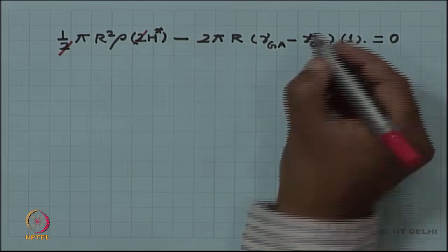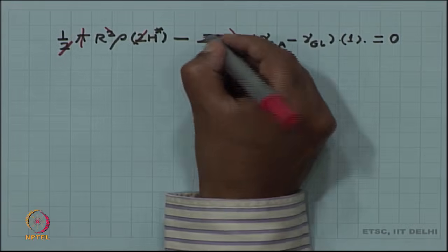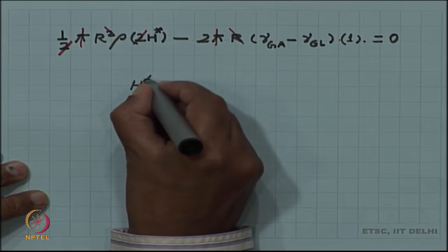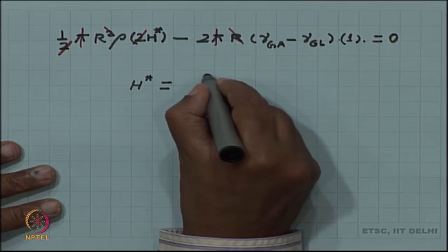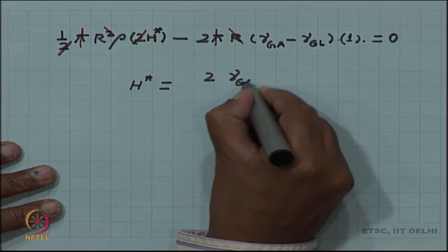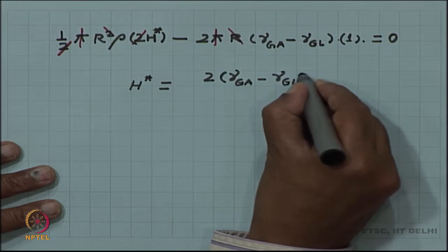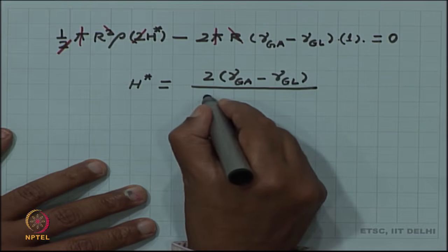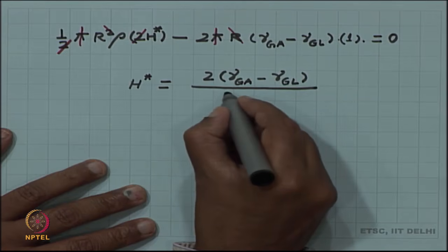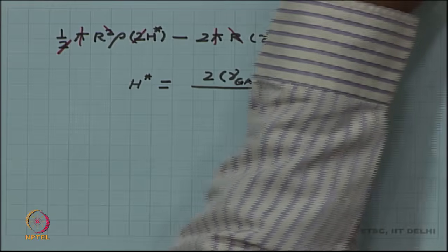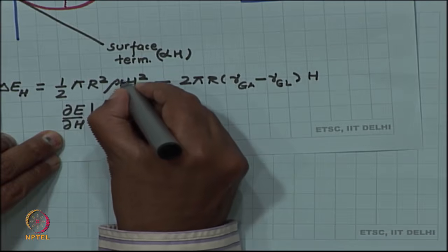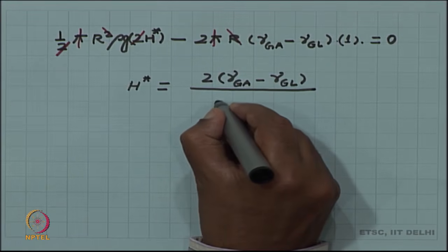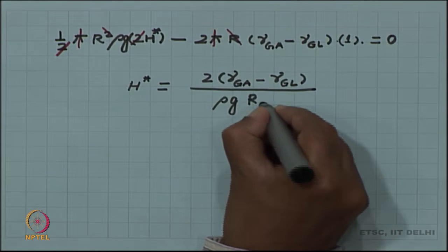So, you can cancel terms here. So, you can quickly find the equilibrium height h star as 2 gamma g a minus gamma g l divided by, I missed the g term here, there was a g term here, rho g r.